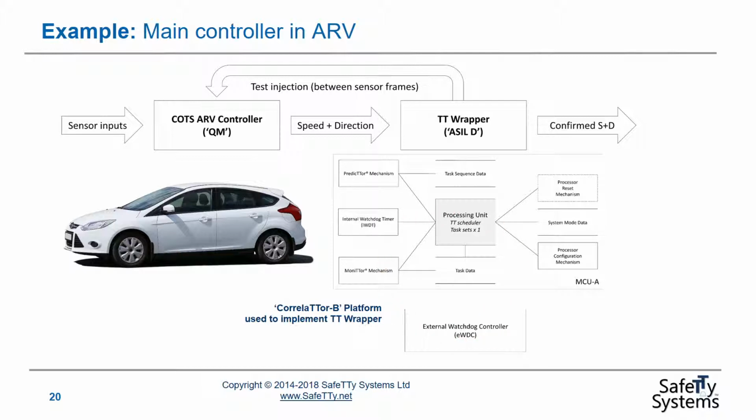So the TT wrapper is responsible for performing sanity checks on the outputs of the ARV controller and also for performing a continuous set of tests on that controller to ensure that it's operating correctly. And the end result of this process is that we get confirmed speed and direction information from the ARV controller that has been filtered by the TT wrapper and in which we can have greater confidence at the end of the process.